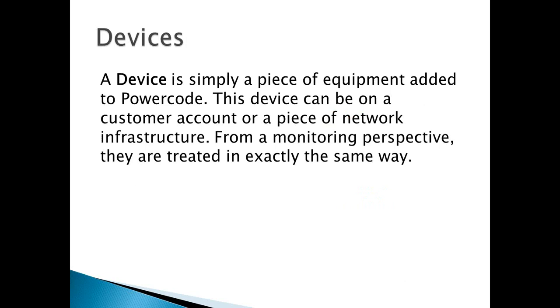So a device is just a piece of equipment in Powercode, and we don't really differentiate between network infrastructure and customer premise equipment when we talk about these devices. Even though they're added differently to Powercode, from a probe perspective, we treat them all in the same way. So whether you deploy a backhaul on a customer account or in your infrastructure, we're going to do the same monitoring on it. We can apply the same notification thresholds to it, and they're all going to be treated the same way.